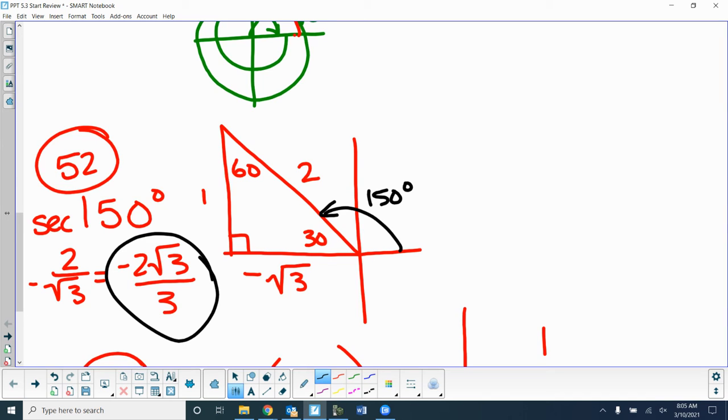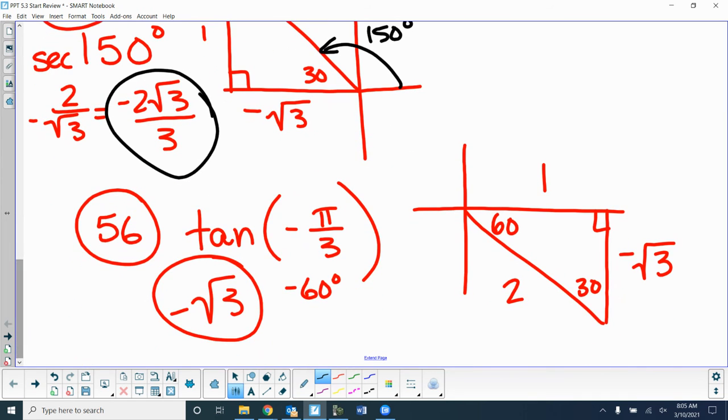Okay. 56 is negative the square root of 3. 60 is negative the square root of 3 over 2. Anybody need to see either one of those? I will do it just like that. I don't know if I have those here or not.